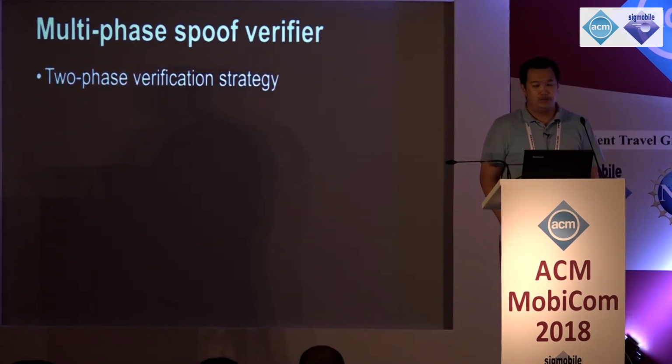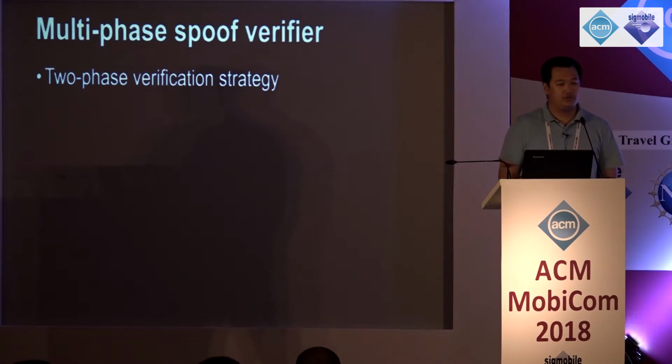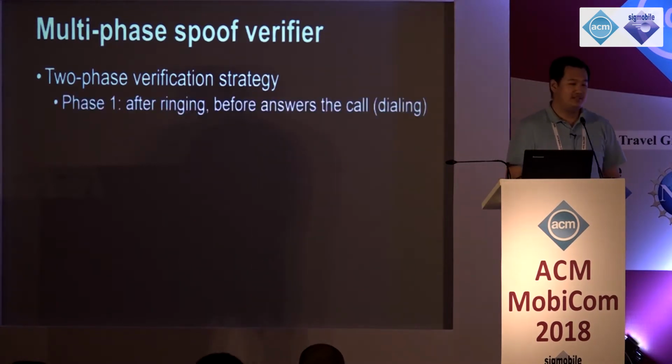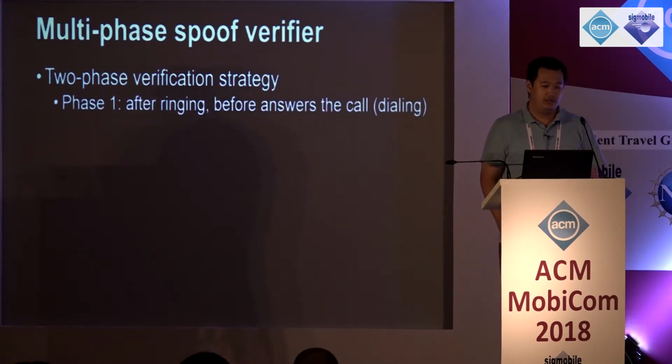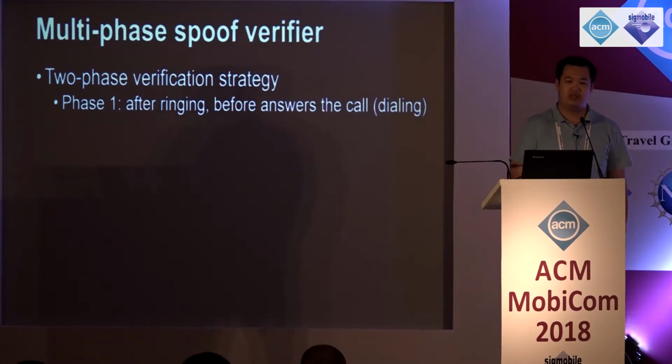In the spoof verifier module, CEIVE takes a two-phase verification strategy. The idea is that when Bob receives the phone call and the device starts ringing, CEIVE makes the first verification call.